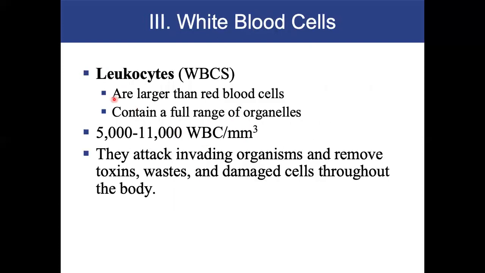Okay, let's talk about white blood cells. White blood cells, they're about the same size. They're larger than red blood cells. Some of them are really big. Okay, they have a full range of organelles. There's about 10,000 white blood cells per cubic millimeter. What's the purpose of them? They're attacking invading organisms, removing toxins, waste, and damaged cells throughout your body.